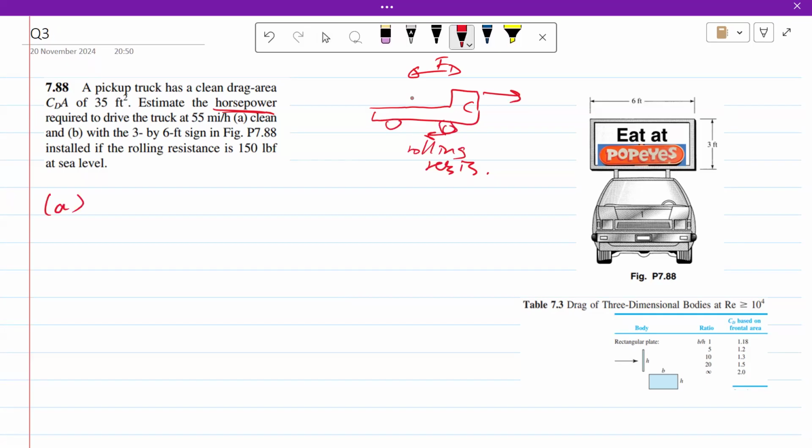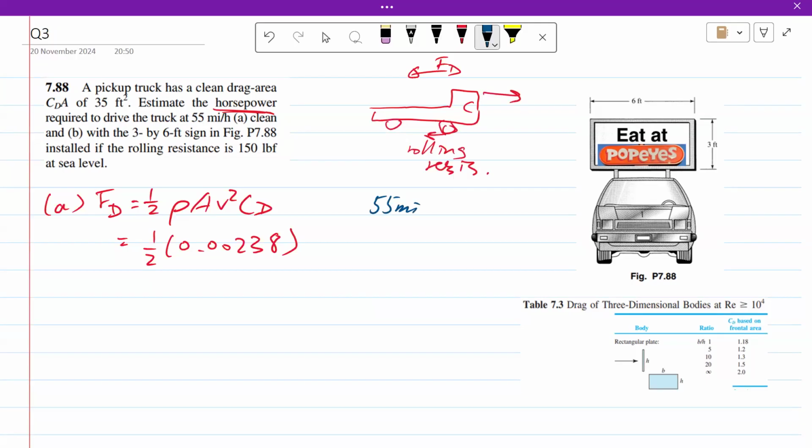So let's do part A. FD is equal to half rho A V square CD. CD A are given, so just half, density of air 0.00238 slug per feet cubed. V, we have to change from 55 miles per hour to feet per second, which is equal to 80.7 feet per second. Have that on your crib sheet, similar to how you go from kilometer per hour to meter per second.